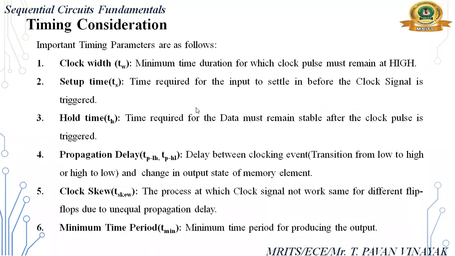And the next and last one is minimum time period. What is minimum time period? It is the sum of the propagation delay of flip-flops plus the propagation delay of the combination circuit, because it consists of a combination circuit also, plus setup time or settling time, plus t skew. That is called t minimum.